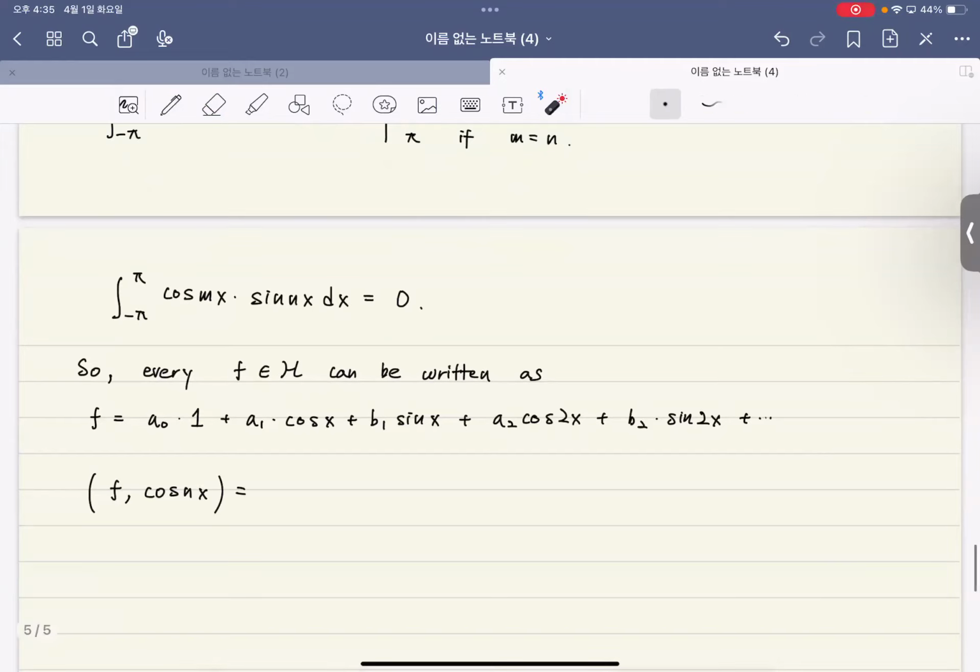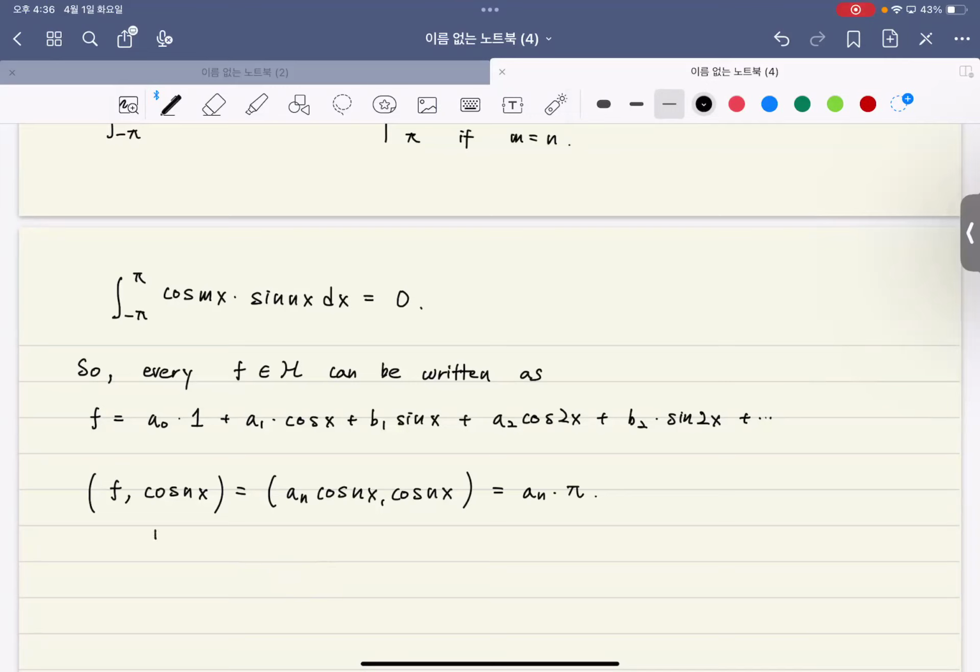If you take an inner product of f with cosine nx, then because of the orthogonality and linearity of the inner product, everything else goes to 0, but a_n cosine nx times cosine nx survives. So a_n is just, we already know the answer, this is a_n times pi. Okay.